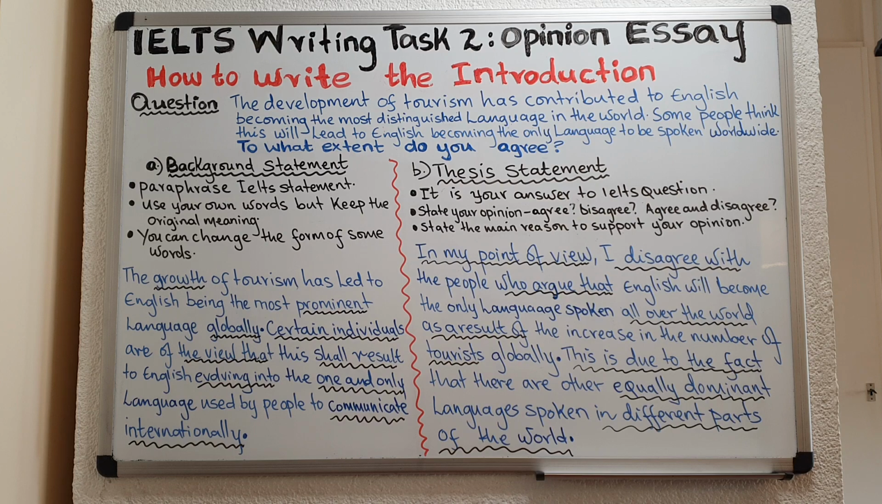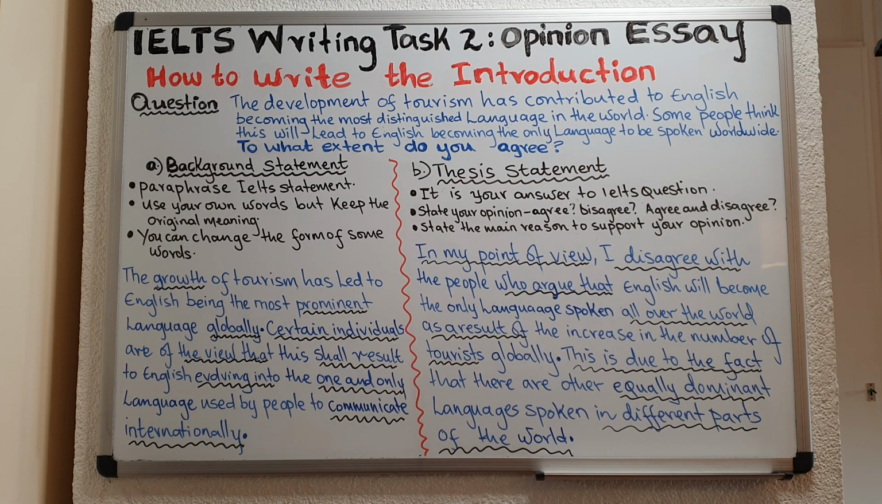and then write, I disagree with, or, in my point of view, I totally agree that. Okay, if you agree, in my point of view, I totally agree that. It's important that you use the word totally. In my point of view, I totally disagree with the people. You can add the word totally here. In my point of view, I totally disagree with the people who argue that English will become the only language spoken all over the world as a result of the increase in the number of tourists globally.